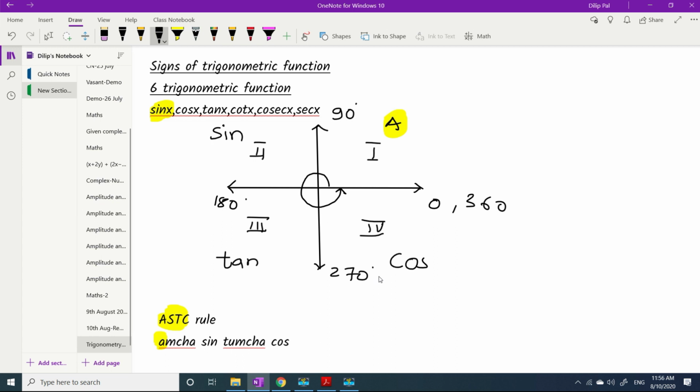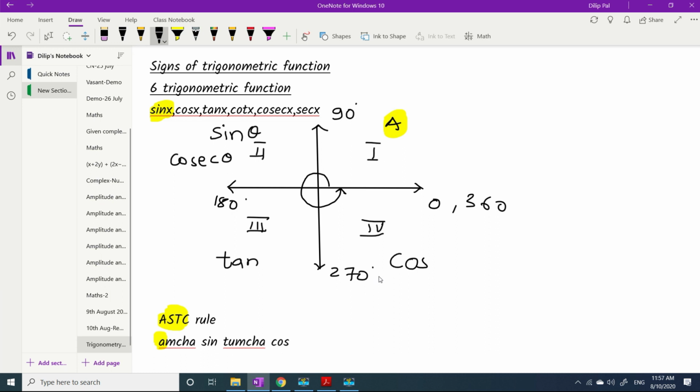Then when I'm talking about sine, in the second quadrant sine is positive. And you all know by the basic concept that whenever sine is positive, cosec is going to be positive. Why? Because they are reciprocals of each other. So cosec theta is going to be positive if sine theta is positive.